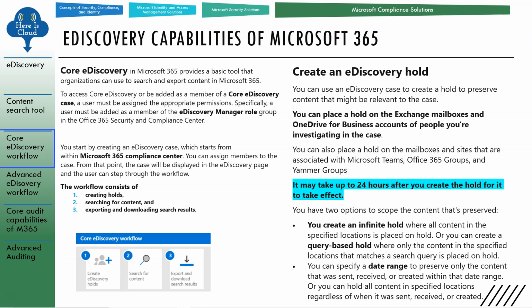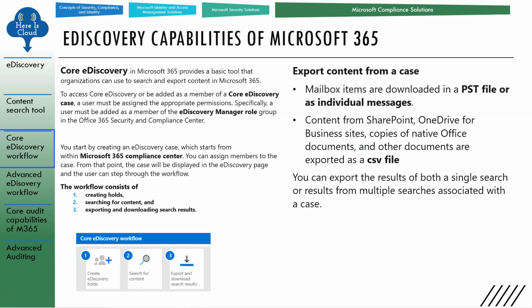So this is how you identify what to hold and you put a hold in the first step. Then you search the content and finally you export content from the case. So mailbox items are downloaded in PST file or an individual message.